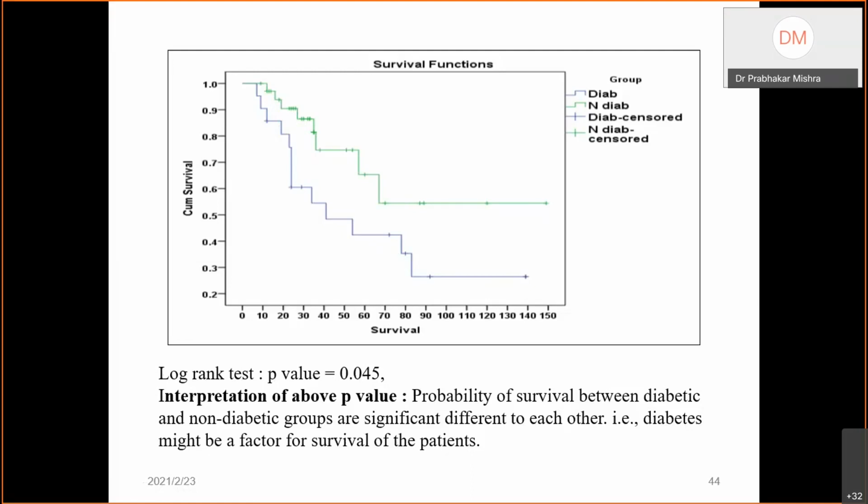And it might be possible that diabetic persons are showing lower survival, and non-diabetic persons are showing better survival. It might be possible that diabetic persons were showing lower survival because they were in an older age group, and non-diabetic persons are showing better performance might be due to a younger age group.